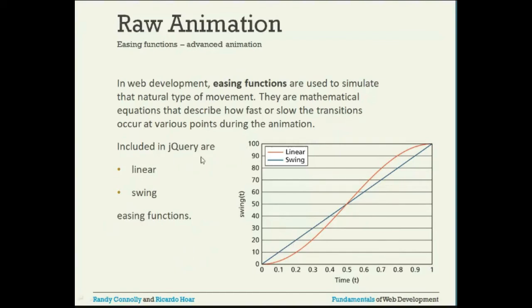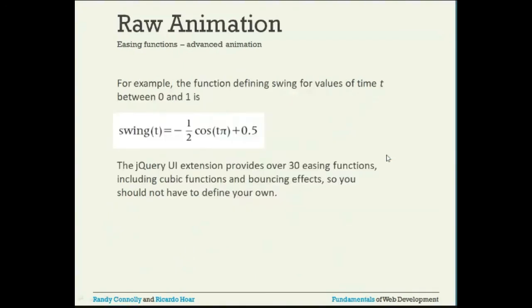Inside jQuery, there are two easing functions, linear and swing. This is the linear function; this is how it is going to transition. And with the swing function, the transition would be like this. In the case of linear, you can see there is a continuous and steady transition. In swing, you will see there is some variation. This is the equation that is used for the swing function.